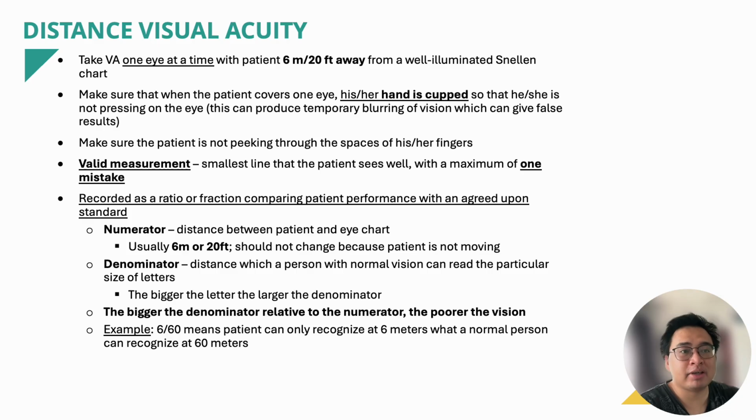So how do we practically measure the distance visual acuity? Distance visual acuity is different from the near visual acuity that we're going to discuss later on. So first, papatayin mo siya 6 meters or 20 feet away from the Snellen chart. Then instruct the patient. Remember that vision is assessed one eye at a time. So you ask the patient to cover one eye.